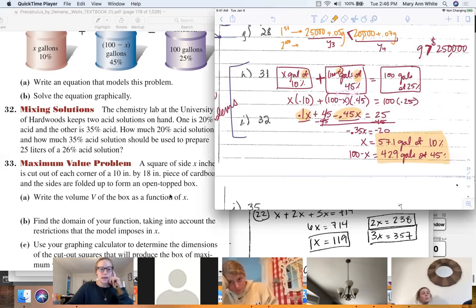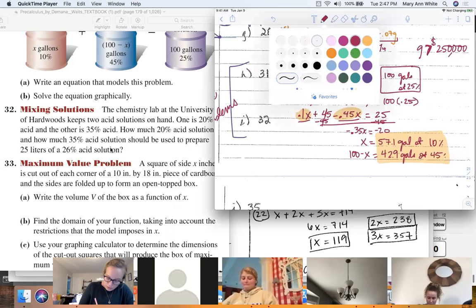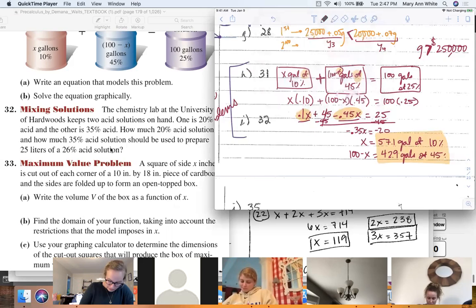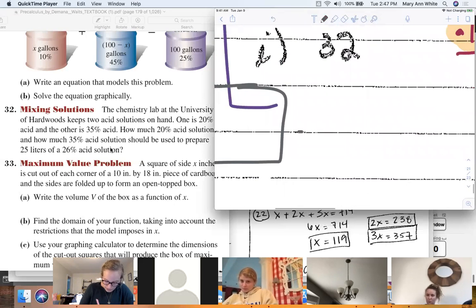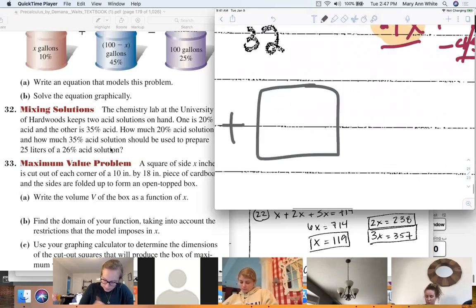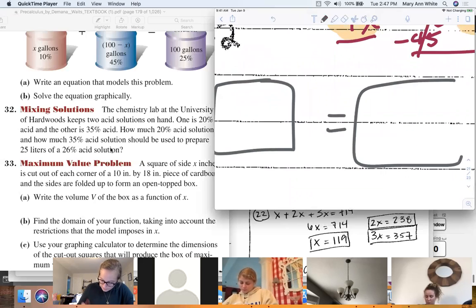The real question says how much 20% acid solution and how much 35% acid solution must be used to prepare 25 liters of 26% acid solution. So we're going to do exactly what we did. We're going to draw little boxes. We're going to fill them in. So I've got one box right here plus another box right here equals my third box.